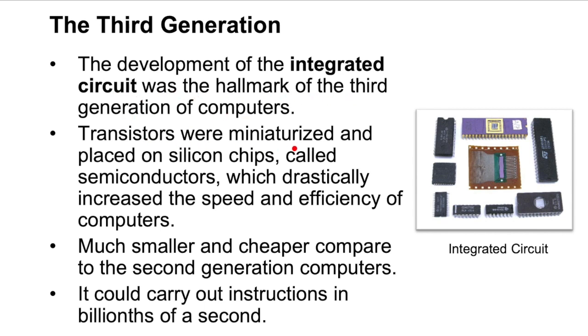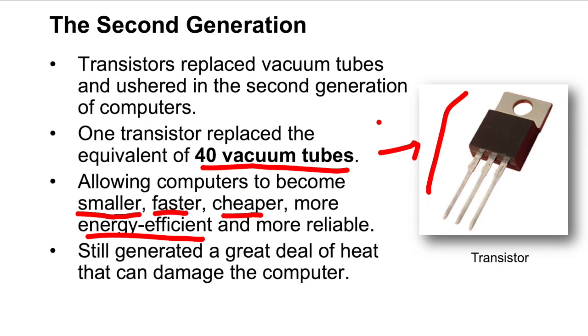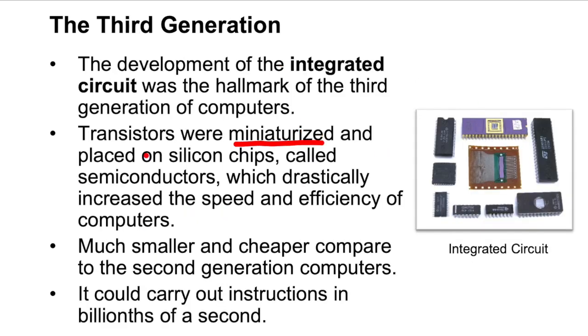The transistors were miniaturized. It means that the transistor we saw earlier, its shape was minimized and placed on silicon chips called semiconductors. Right? So semiconductors now come into play here, which drastically increased the speed and efficiency of the computers. Much smaller and cheaper compared to the second generation computers, they carried out instructions in a billionth of a second.